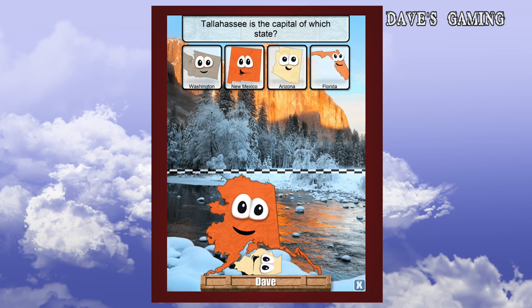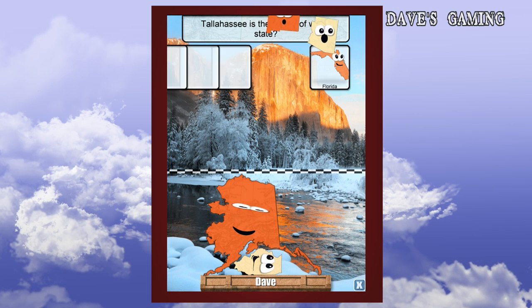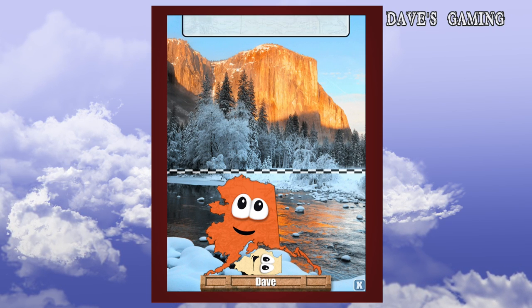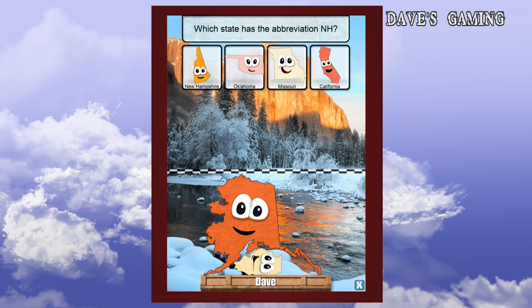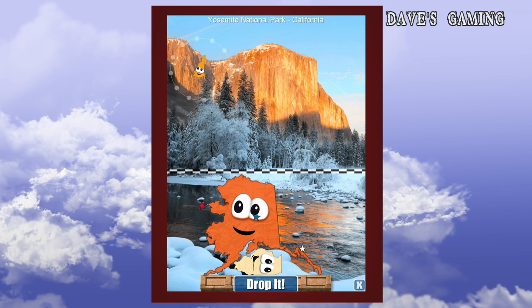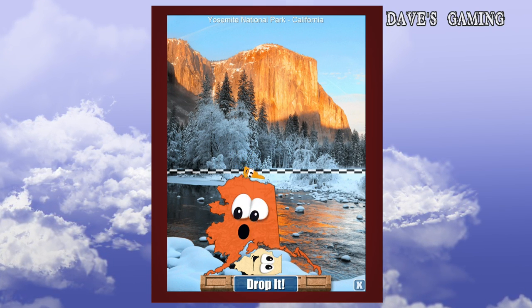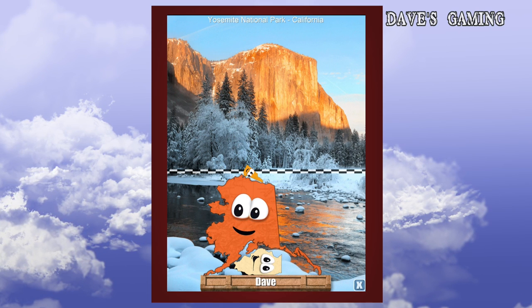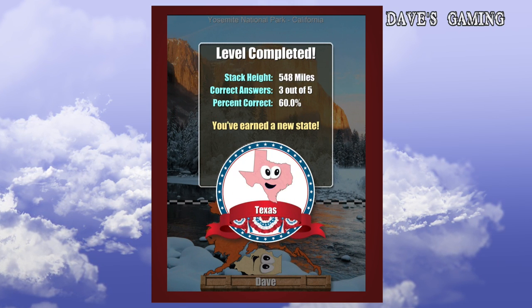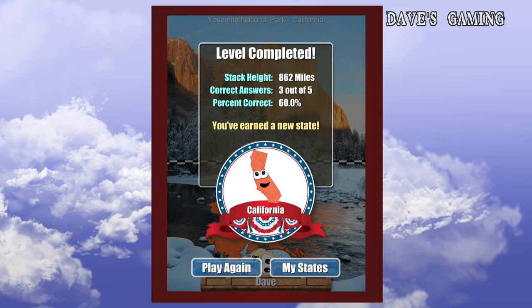Tallahassee is the capital of which state? Florida, Arizona. I'll say Tallahassee. New Mexico. Florida, damn it. They have Tallahassee in Florida. In Michigan, I think. Which state has the abbreviation NH? Okay, here we go. New Hampshire. Around 60%, great. Which one did I earn? Texas. California.